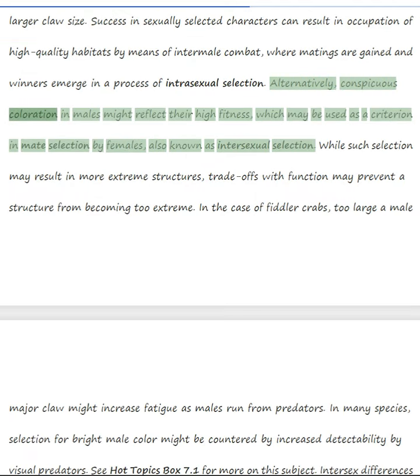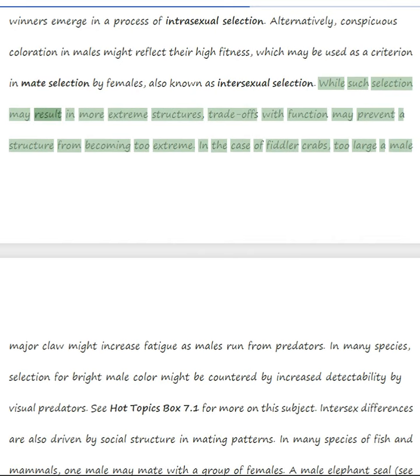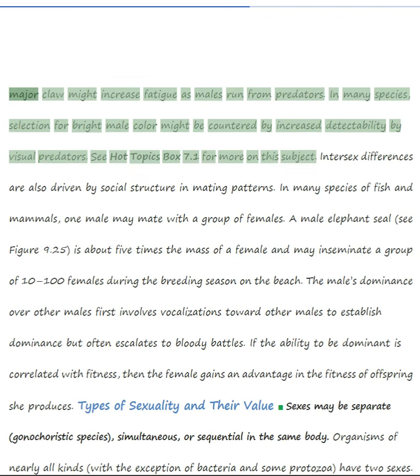Alternatively, conspicuous coloration in males might reflect their high fitness, which may be used as a criterion in mate selection by females, also known as intersexual selection. While such selection may result in more extreme structures, trade-offs with function may prevent a structure from becoming too extreme. In the case of fiddler crabs, too large a male major claw might increase fatigue as males run from predators. In many species, selection for bright male color might be countered by increased detectability by visual predators. See Hot Topics Box 7.1 for more on this subject.